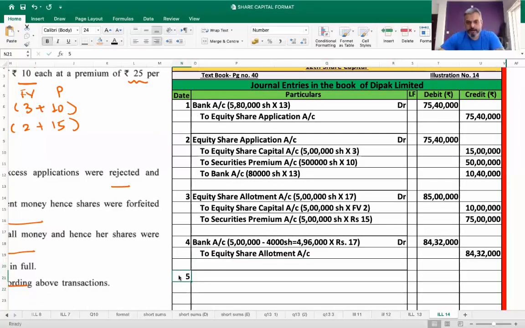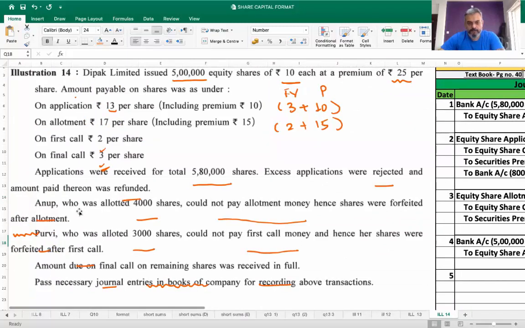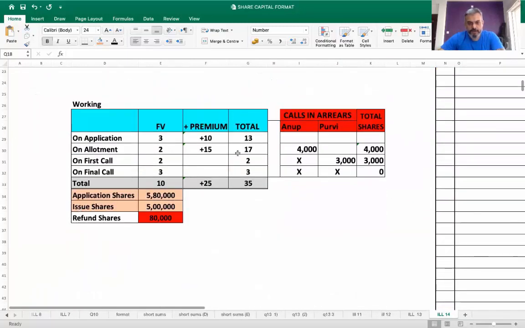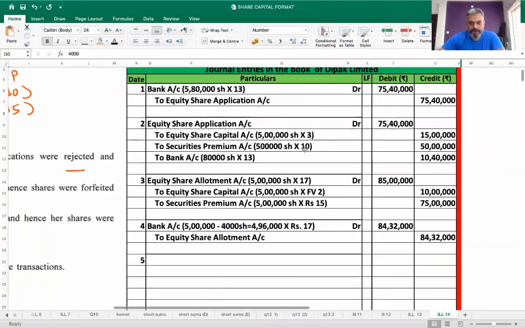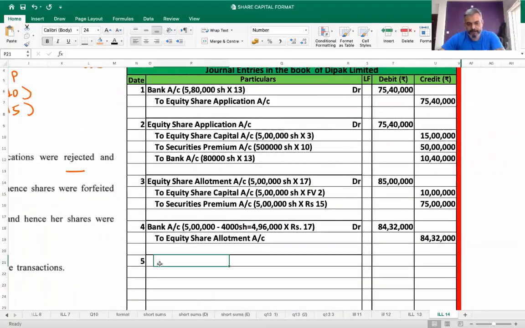Fifth. Now over here we called for 5 lakh shares. We should have got 85 lakh, but we did not get money for 4,000 shares. And those 4,000 shares of Anu, we are going to now forfeit. So let's write the entry. Please pay attention, all of you. Equity share capital account.